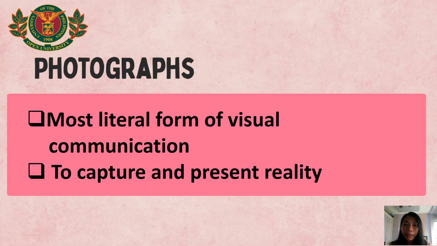Another basic term and concept in desktop publishing is the photograph. Photographs are the most literal form of visual communication. They can be used to capture and present reality. This is its greatest strength and at the same time its most frustrating weakness, especially when the camera captures unwanted elements that you didn't notice or failed to filter out. However, you can solve this problem by removing unwanted elements using the capabilities of your computer software program.